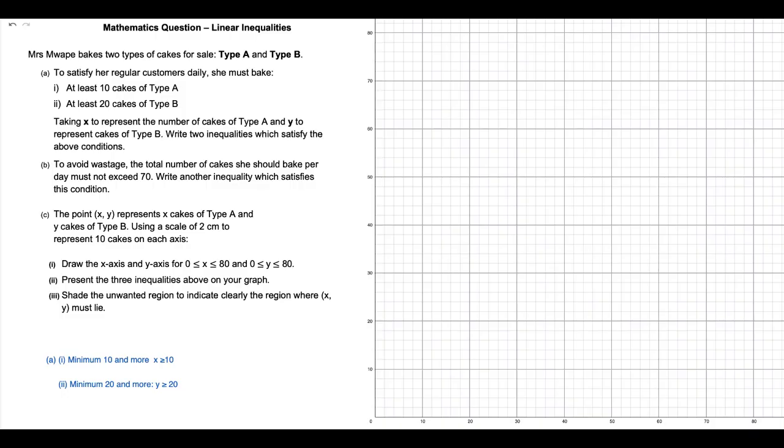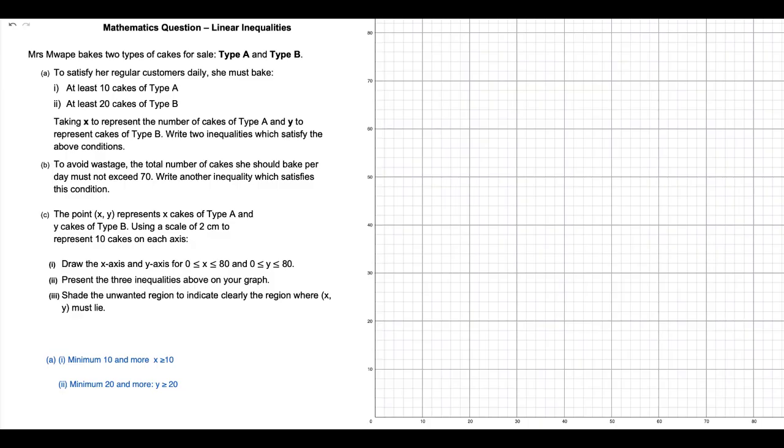So this person, to avoid wastage, the total number of cakes that have to be made per day have not to exceed 70. So these are two types of cakes. Both types have not to exceed 70. What do we do here? So when we have cake A and cake B, which is X plus Y, they have not to exceed 70 cakes. They can be 70 or less.